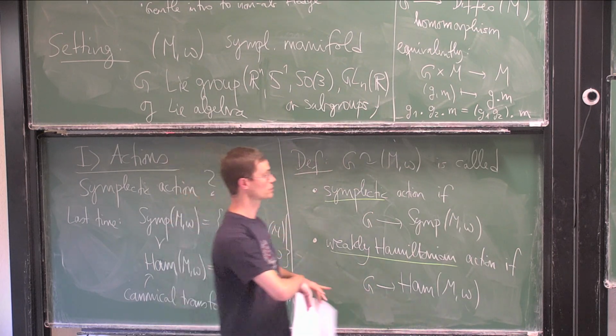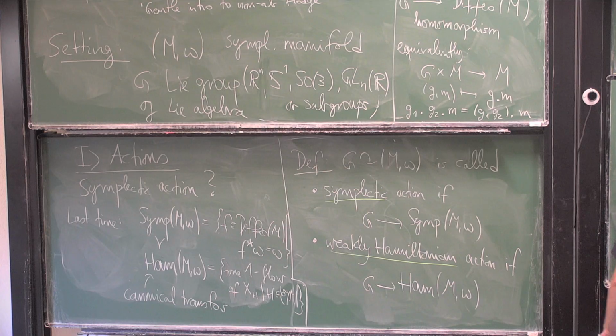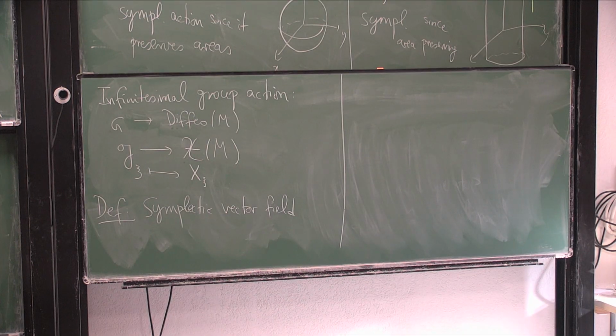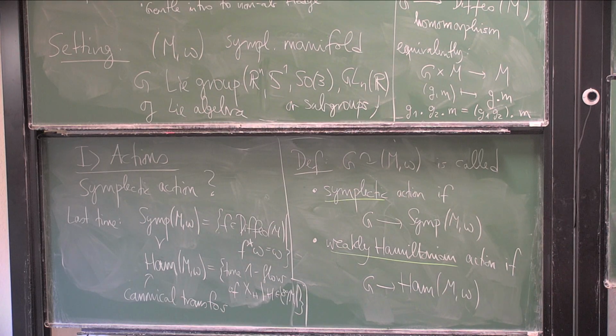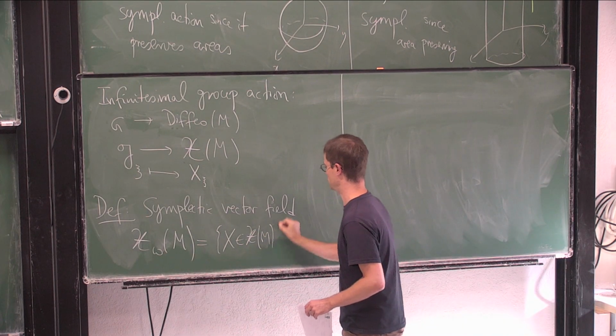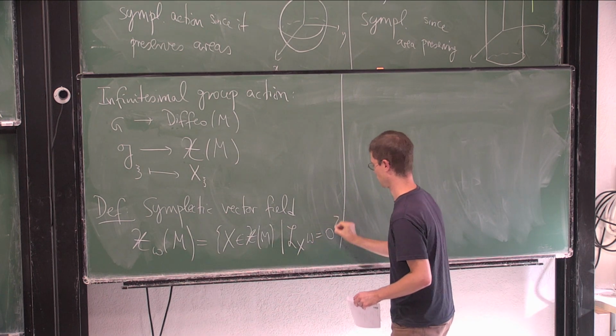Okay, so now I have a very similar definition, the infinitesimal version of a symplectic action, or a symplectic vector field. A symplectic vector field is denoted by this omega sign. So it's vector fields preserving omega. It is a vector field such that when you take the Lie derivative of omega, you get 0.